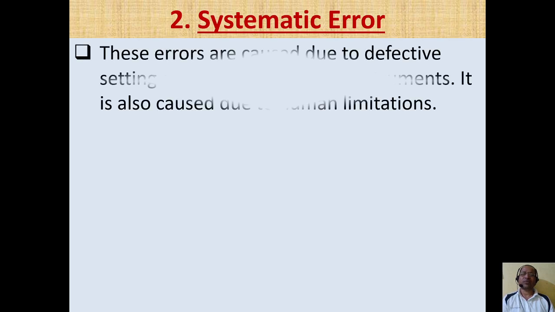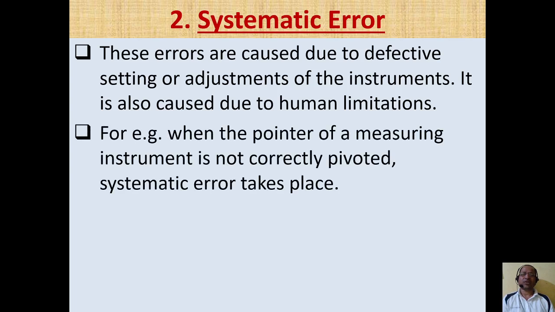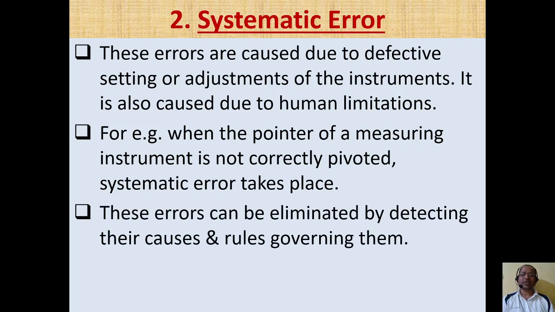The second type of error is called systematic error, and such type of error is caused due to defective setting or adjustment of the instrument. Also it is caused due to human limitations. If the setting of the apparatus is not proper, or if the observer performing the experiment is not taking measurement with great care, then such type of error occurs. For example, when the pointer of a measuring instrument is not correctly pivoted, then systematic error occurs. And to eliminate such type of error, we have to detect their cause and the rules governing them.